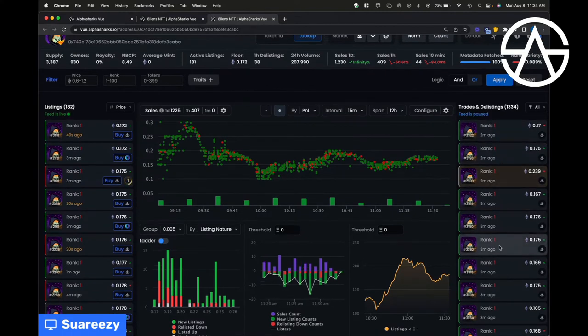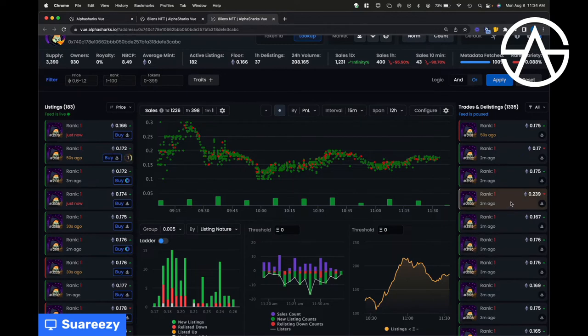Another thing to look at too is, notice we have trades and delistings, and we have pretty much the grayed out background. Notice this one here is highlighted in a yellowish hue. What that's going to indicate is that this is an actual delisting. So you can also filter that here if you just want to see sales. That should go away. There you go. But if you want to see everything, then you can pop that right back in.